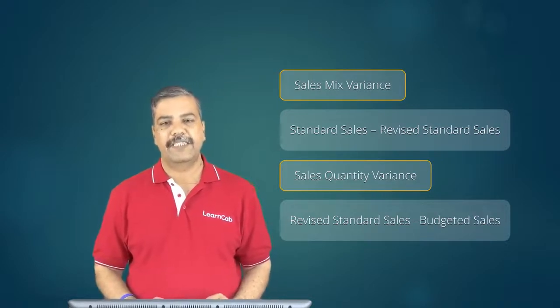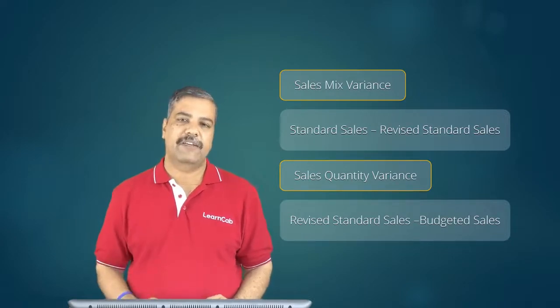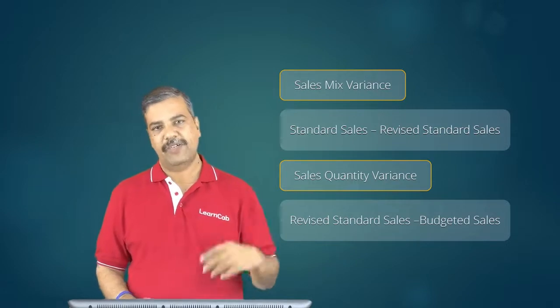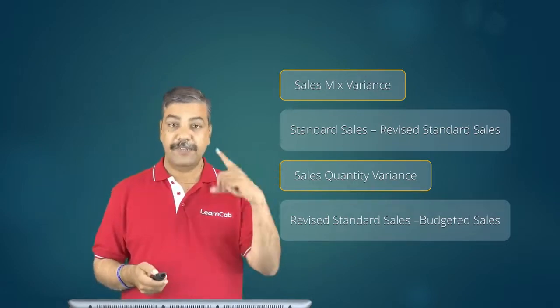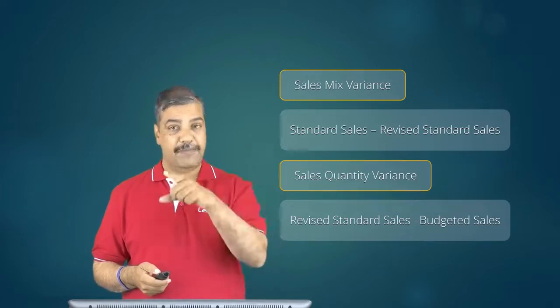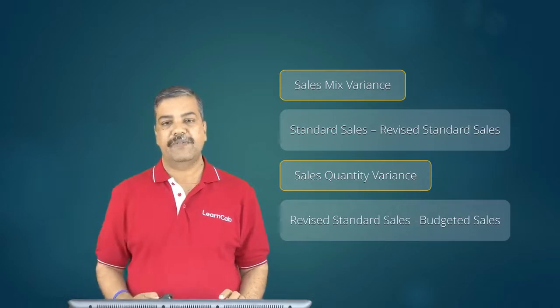So revised standard sales minus budgeted sales. Revised standard sales is the same as what you arrived at in the earlier mix formula. You need to take the proportion of actuals compared to your total sales, compared with standards. The total quantity of standards compared with actuals, whatever you have arrived at. If you take that proportion, that gives you revised standard sales.